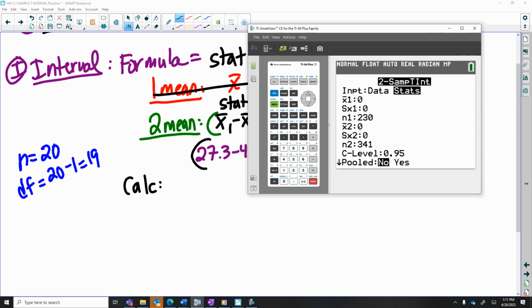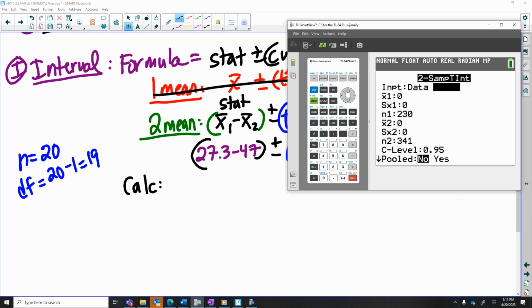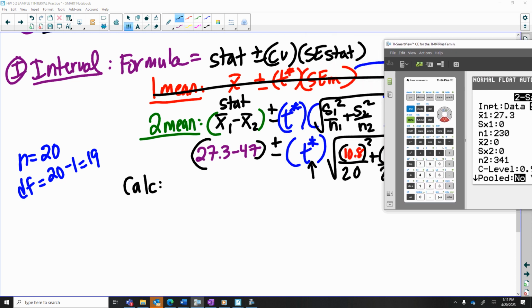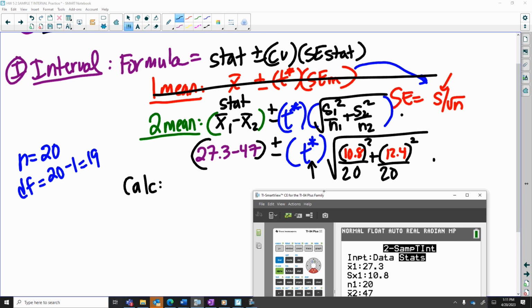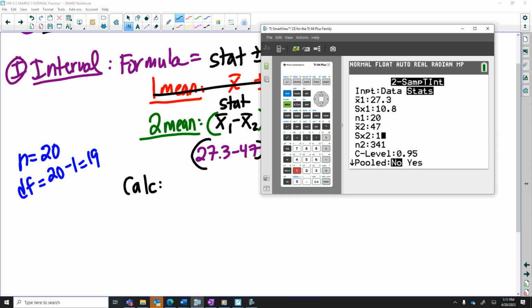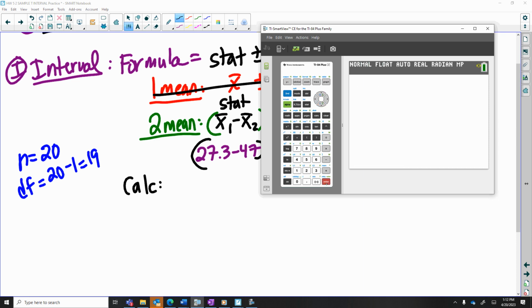Now we're going to plug in all the information we know. X bar 1 was 27.3. S1 was 10.8. N1 was 20. X bar 2 was 47. S2 was 12.4. And N2 was also 20, and we'll use a confidence level of 95. For this question, we never choose pooling. We only pool for the 2 proportion z-test. So we're just going to hit calculate, and then we're done.